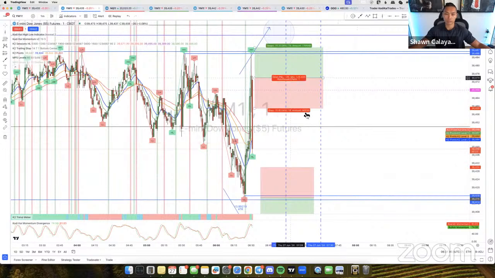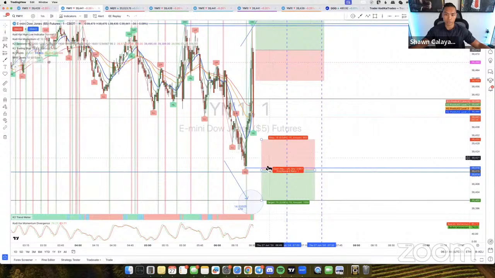It doesn't really look like it's going to be swinging up here. Looks like it might try to come down to this lower level over here.